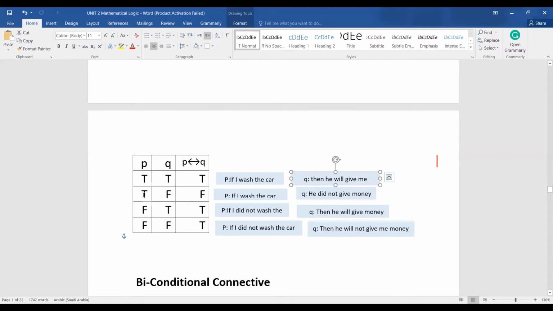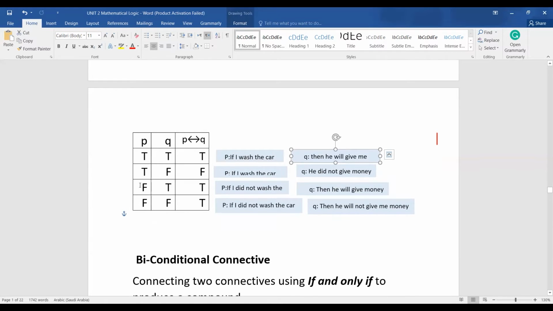And next, we have true and false. If I wash the car, he did not give me money. In this case, I'm lying. If I wash the car, if I did my job, I should receive my money. But he didn't give me my money, so here the statement is false. I'm lying here, so we have the compound statement as false.